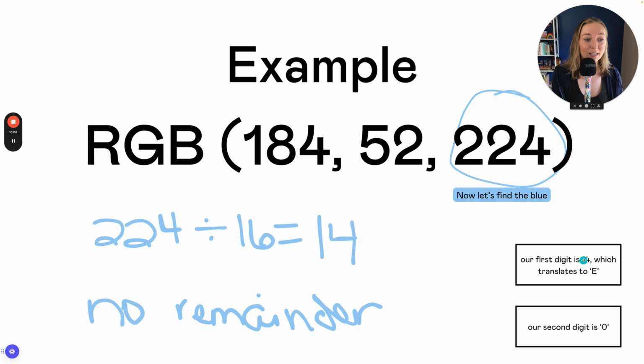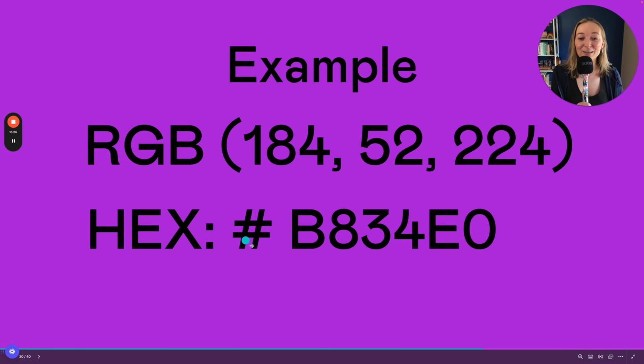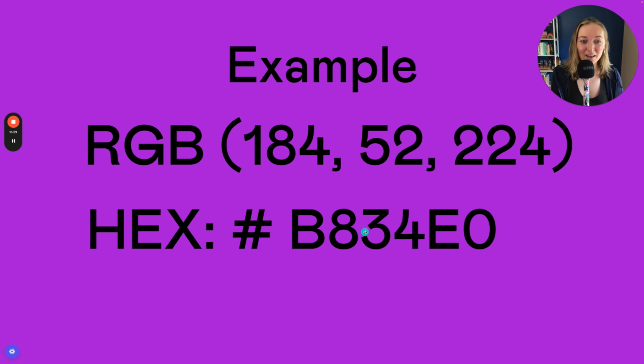Awesome. So we know that 14 translates to E, so that's the first digit for blue. Now, this one's a little unique because there's no remainder, and when there's no remainder, we can't divide or multiply it by anything. If we were to multiply 0 by 16, we're still going to get 0. So the second digit is 0. So the full hex code is B834E0, and here's what that color looks like, which makes total sense because it's super bright, it's got a good amount of red, and it's got a good amount of blue, but a little bit more blue, so it's going to skew more towards a purpley blue color.